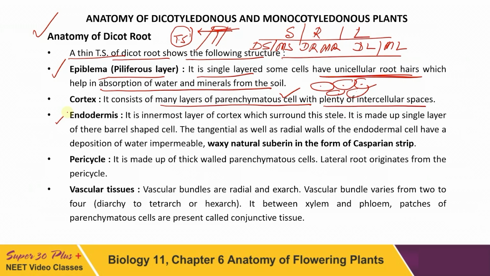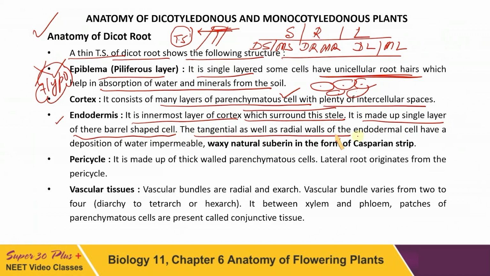Come to the next now, endodermis. Remember, here in case of root, the hypodermis is altogether absent. Remember, important point: endodermis is the innermost layer of the cortex, and it surrounds the stele. Everything inside the endodermis is known as stele. It is made up of a single layer. Barrel shaped cells are there, already I told you. The tangential and the radial walls of the endodermal cells have deposition of a water impermeable, waxy natural substance, and that is suberin, in the form of the Casparian strip.